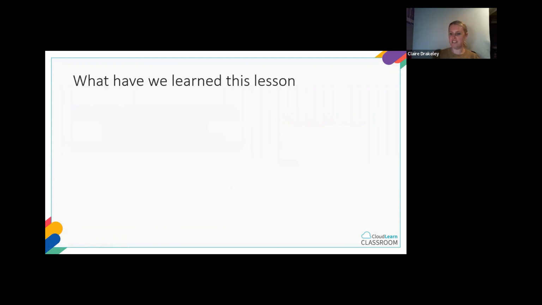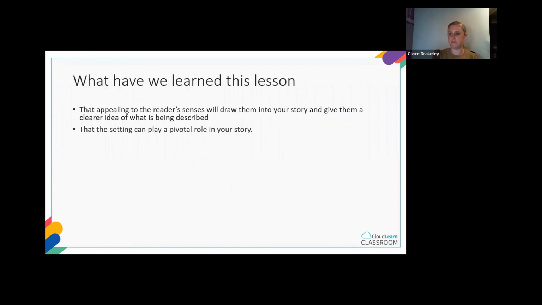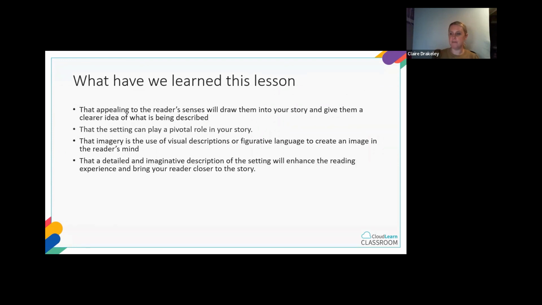So what have we learned in this lesson? We have learned that appealing to the reader's senses will draw them into your story and give them a clearer idea of what is being described. That the setting can play a pivotal role in your story. That imagery is the use of visual descriptions or figurative language to create an image in the reader's mind. That a detailed and imaginative description of the setting will enhance the reading experience and bring your reader closer to the story. That describing the setting can be an interesting way to begin a story.